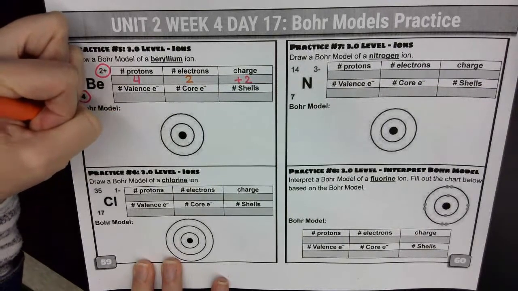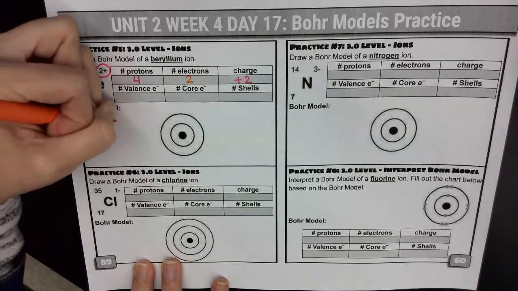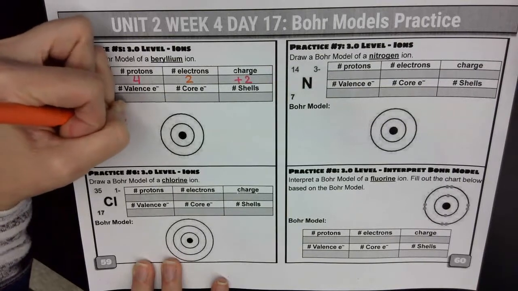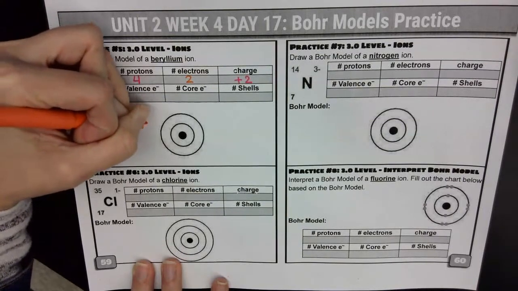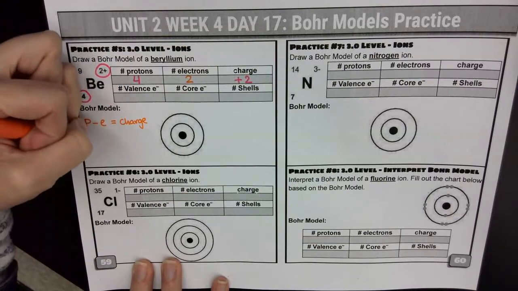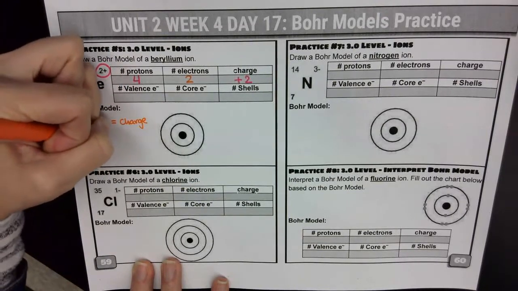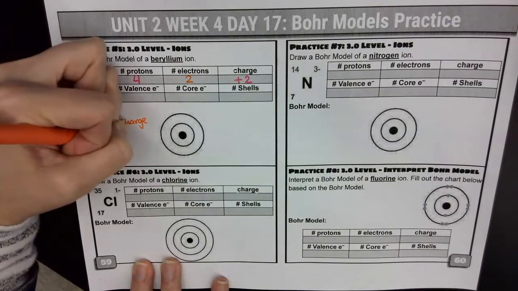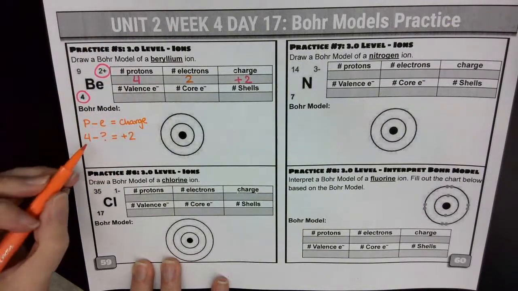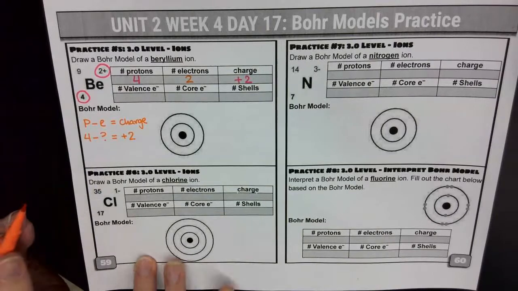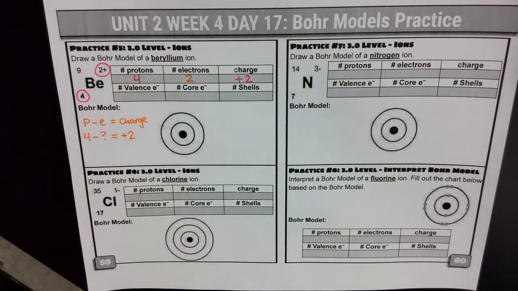A way that we do the math on this is that our protons minus our electrons equal our charge. So I know my protons were 4. I don't know what my electrons are, but I know my charge is positive 2. So 4 minus what equals positive 2? That's just some simple subtraction.